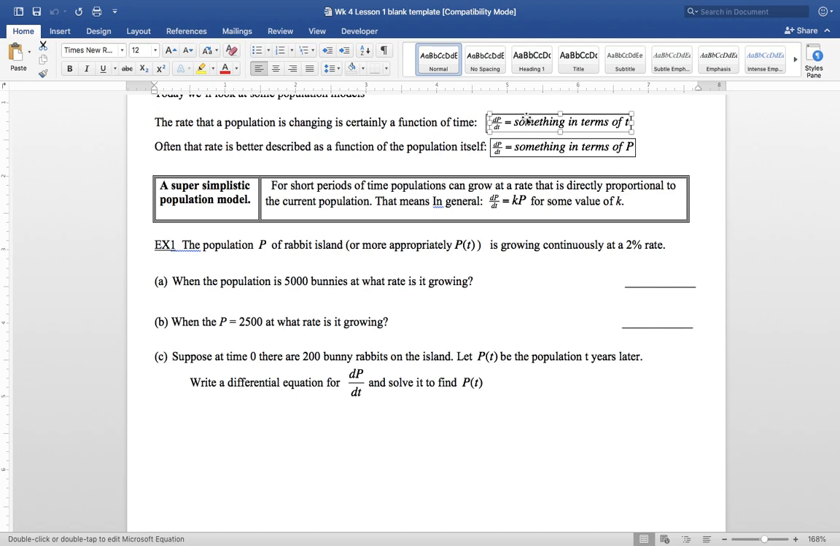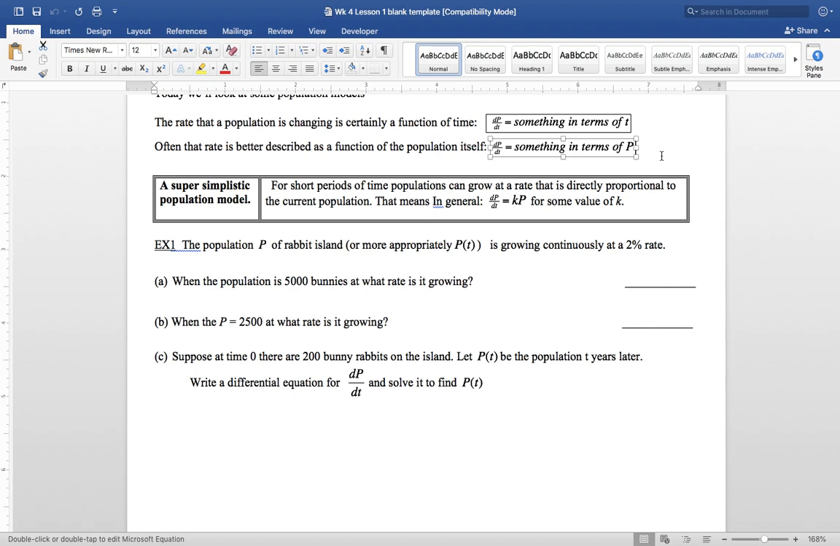And surely the rate of change of the population does depend upon time, right? At first, a population might be growing very slowly, but then it grows very quickly. That tends to happen with, for example, bacteria. However, as I mentioned, there's an alternative way of talking about the rate of change of the population, and that's to observe that the rate of change of the population can in fact depend upon the current population.